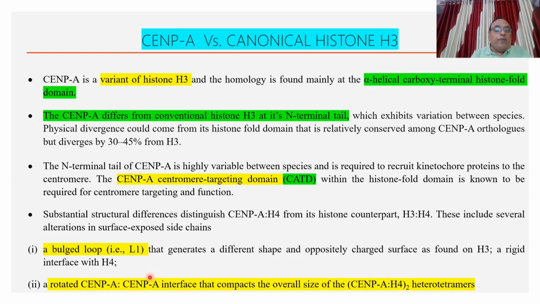This compaction is facilitated by the bulged loop called the L1 loop that generates a different shape, and since it is oppositely charged, it facilitates close interaction with H3, and that leads to the generation of a rigid interface with H4. That is, the interface between CEN-H3 and H4 is rigidly attached. And then, as I have told you, the size of the centromeric nucleosome is also changed. It is smaller because these heterodimers, CNPA and H4, are compact. The rotated CNPA interface compacts the overall size.